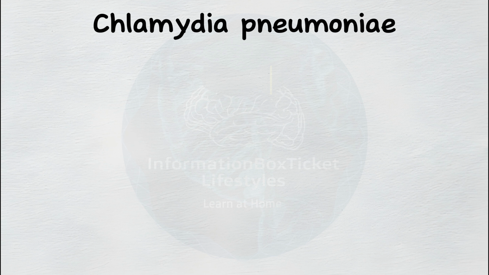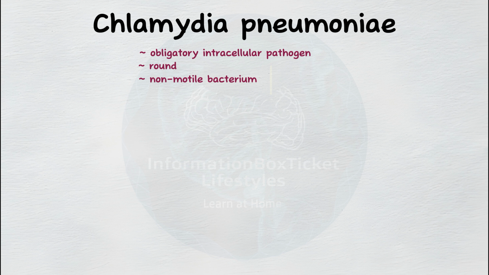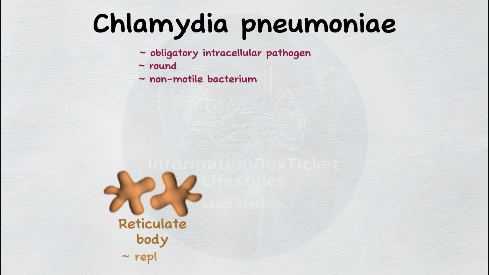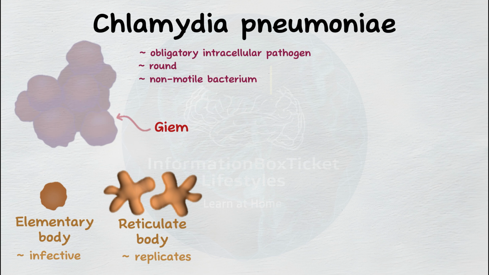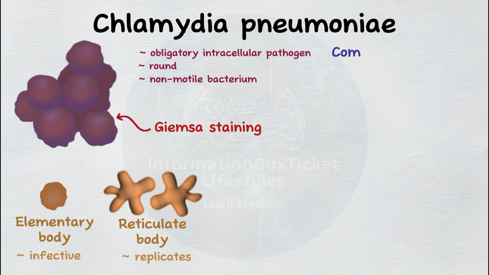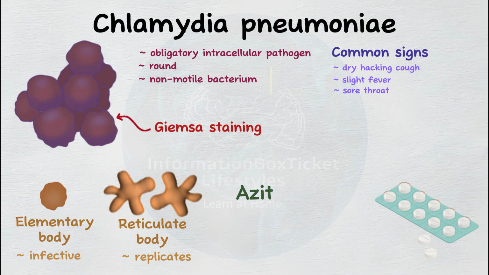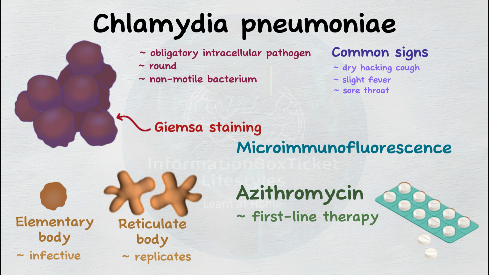All right, to quickly review, Chlamydia pneumoniae is an obligate intracellular pathogen that is a round, non-motile bacterium. Throughout its life cycle, Chlamydia pneumoniae has two transformations. Two types of bodies exist: the reticulate body, which replicates, and the infective form, also known as the elementary body. With Giemsa staining, it is seen. Common signs of Chlamydia pneumoniae include dry hacking cough, slight fever, and sore throat. Azithromycin is the first-line therapy, and a microimmunofluorescence test is the gold standard for diagnosis.